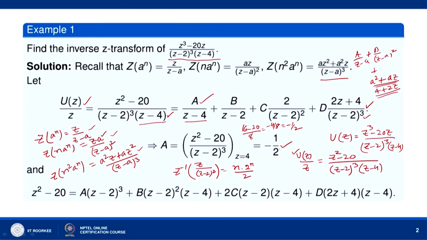So, we get the value of a, and for the values of b, c and d, we write this identity: z square minus 20. Then you take the LCM: a will be multiplied by (z minus 2) whole cube, b will be multiplied by (z minus 2) whole square into (z minus 4), c will be multiplied by 2(z minus 2)(z minus 4), and d will be multiplied with (2z plus 4) into (z minus 4). Now, this is an identity, it is valid for all values of z. So, to get the values of a, b, c, d, we equate the coefficients of like powers of z on both sides.